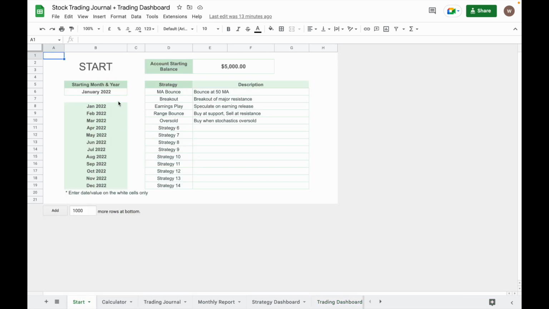First of all, you need to set your starting month and year, and then your account starting balance, and then your strategy for this stock trading. You need to define your strategy for this stock trading. After that, you can start your stock trading journal by keying the data of your trades in the trading journal tab.